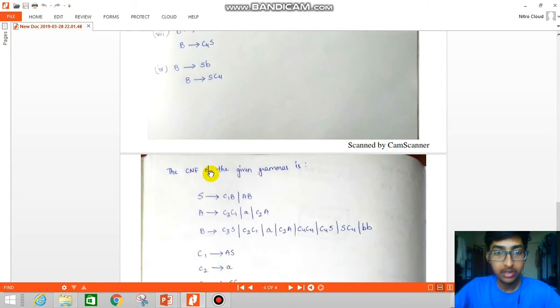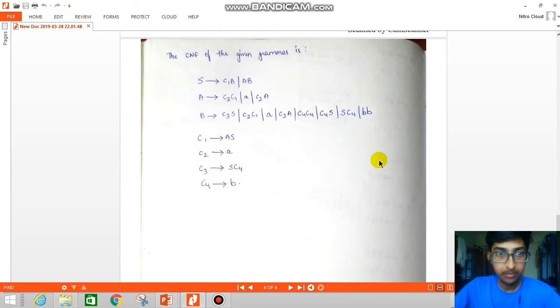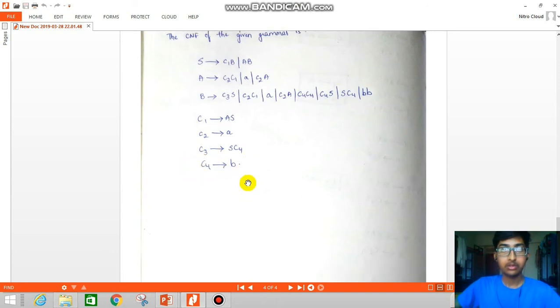If you do all that, finally we could convert the context-free grammar to Chomsky normal form. This is the final answer. Check each are in the form of Chomsky normal form. See, variable defined by 2 variables. Here 2 variables, 2 variables, 2 variables, and a terminal. We check all, we could see it's in Chomsky normal form. So this is a way to convert a context-free grammar to Chomsky normal form.